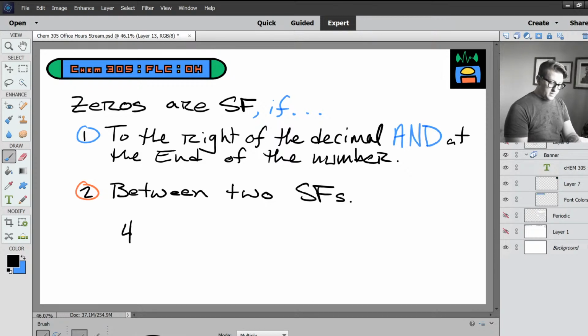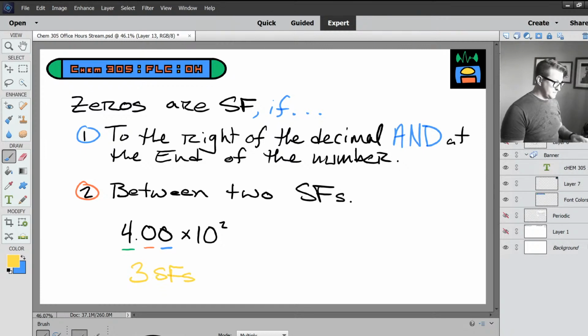So when you look at 4.00 times 10 to the second, this 0 is to the right of the decimal and at the end of the number, so it's significant. And then this 0 is in between two significant digits. So this number has 3 sig figs. That is why writing 400 as 4.00 times 10 to the second in scientific notation gives it 3 sig figs.